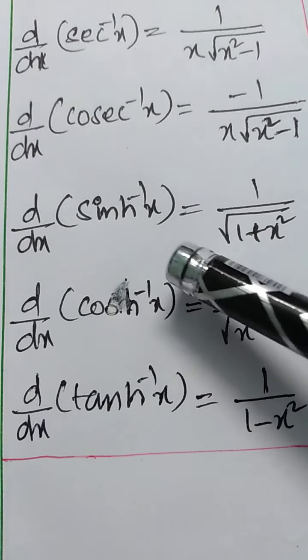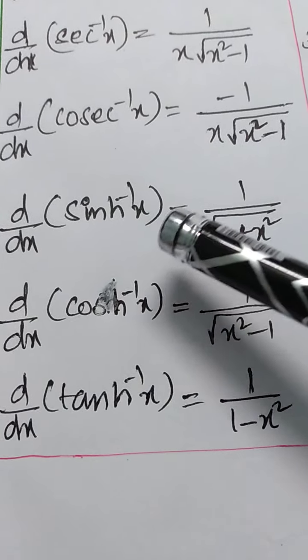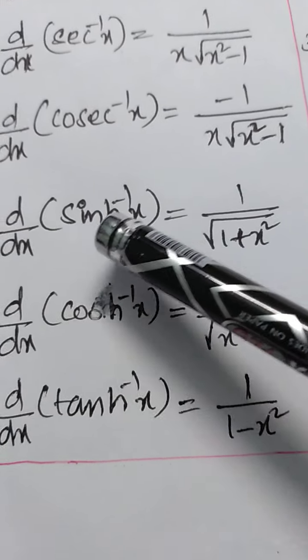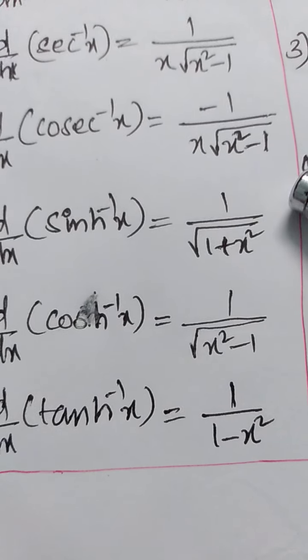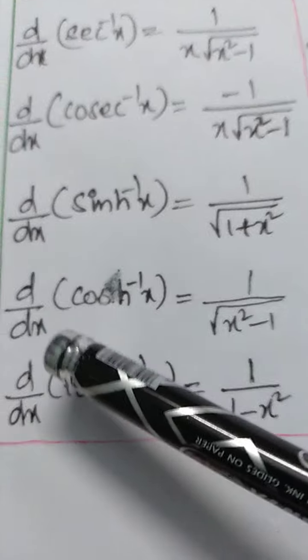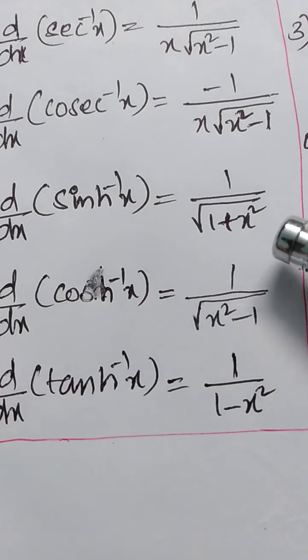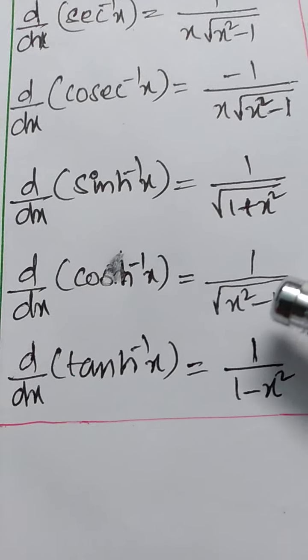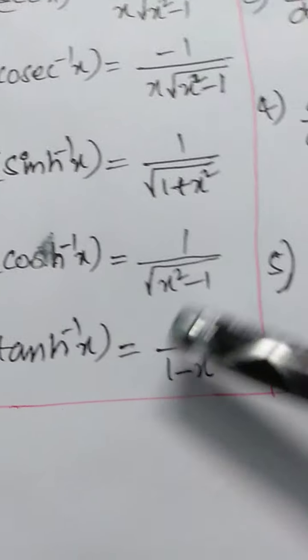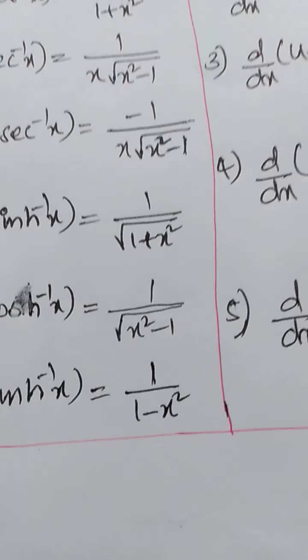Now differentiation of inverse hyperbolic trigonometric functions. Derivative of sin h inverse of x is equal to 1 by under root of 1 plus x square. Derivative of cos h inverse of x is equal to 1 by under root of x square minus 1. Derivative of tan h inverse of x is equal to 1 by 1 minus x square.